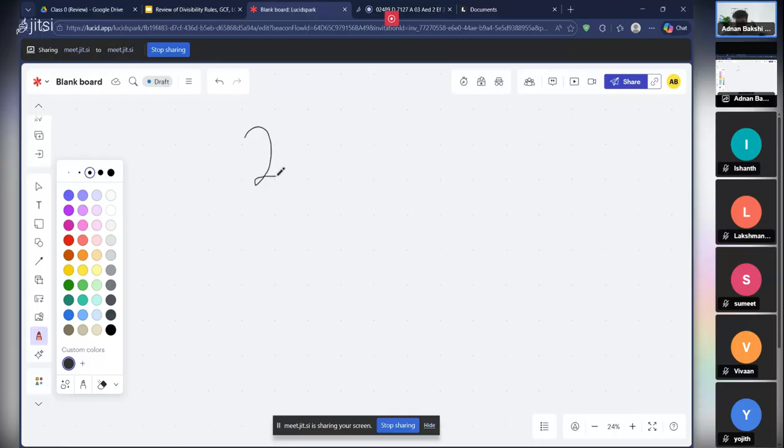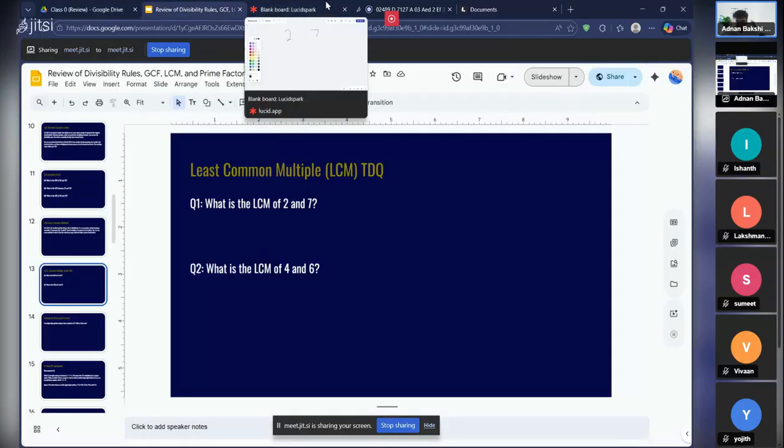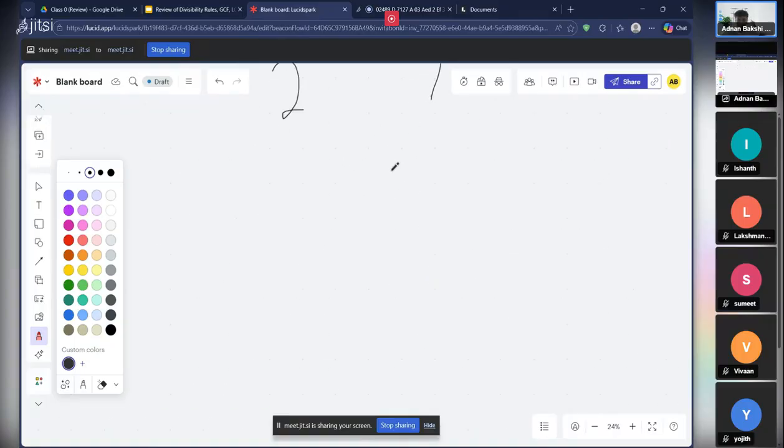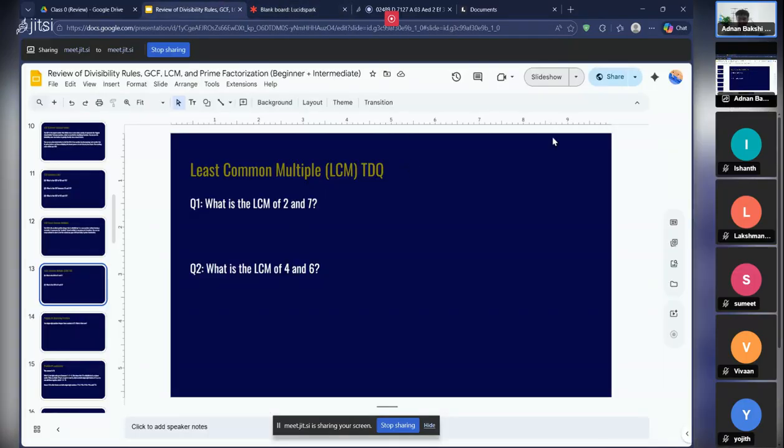You have 2 and you have 7. So really you can't split these numbers apart. They are prime. So really all you have to do, since you have to find the multiple, is just times them together. So 2 times 7, 14. It's that simple, guys. Y'all got this.